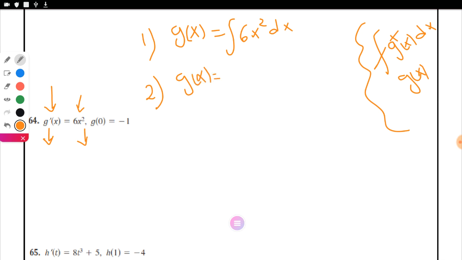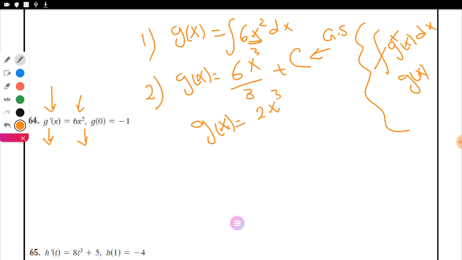How to integrate? Apply the power rule of integration. It will be the number multiplied by the integration of this variable: add 1 to the exponent, so 6 times x to power 3 over 3, plus C. That is called the general solution. But I prefer to simplify before I do the next step: 2x to power 3 plus C.